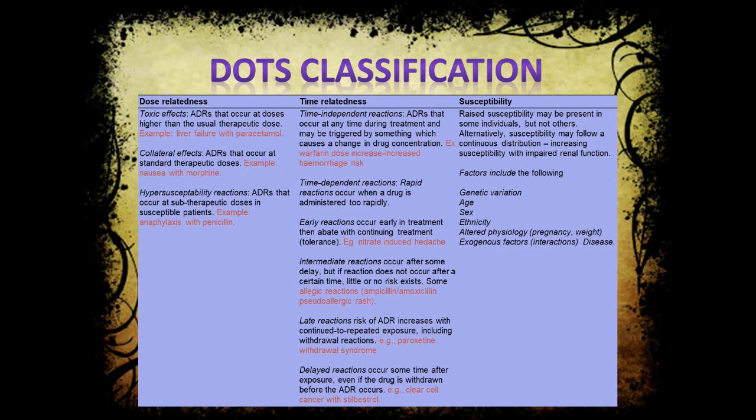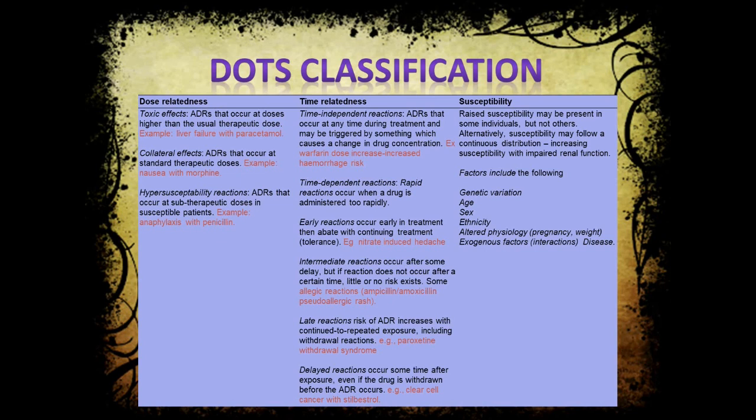Then hypersusceptibility reactions. These are adverse drug reactions that occur at a subtherapeutic dose in susceptible patients, meaning they occur at a very low dose, even below the normal dose of administration. For example, anaphylaxis occurs with a very low dose of penicillin also.